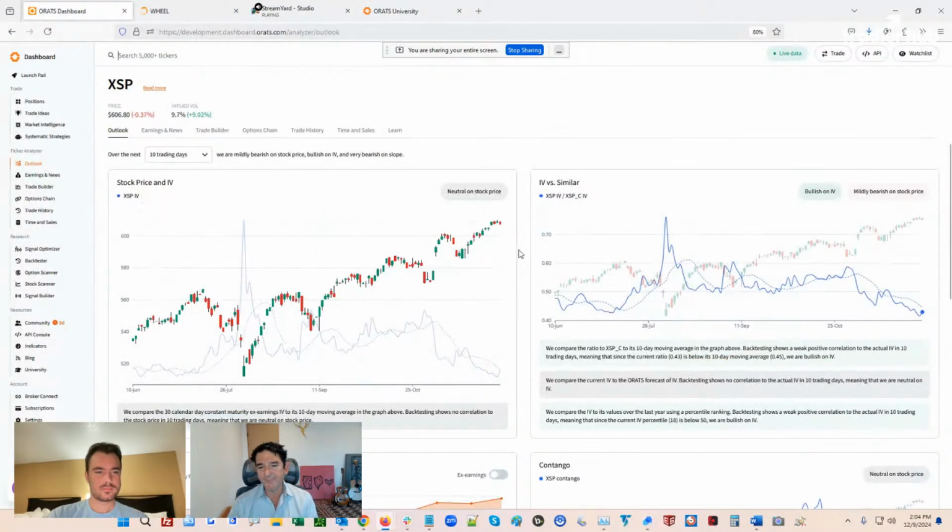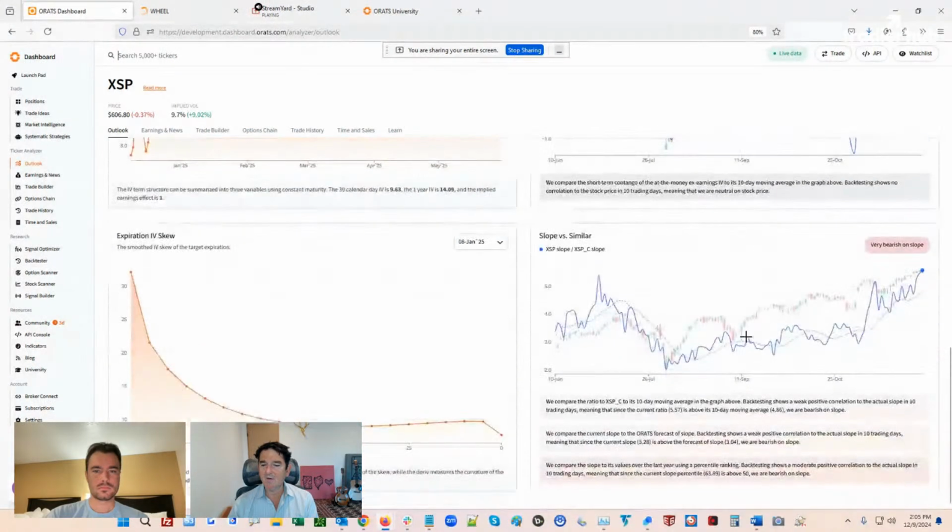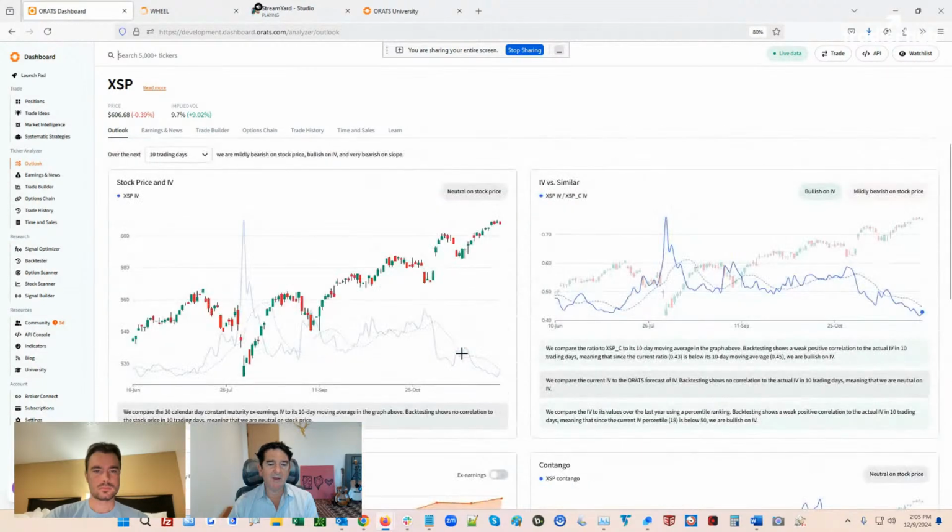So, for example, here's the XSP, and this is the Outlook tab. The Outlook tab we use to get a visual on what's driving stock market or price performance, what's driving implied volatility, and put call slope, and we get a good look at that in the Outlook tab.